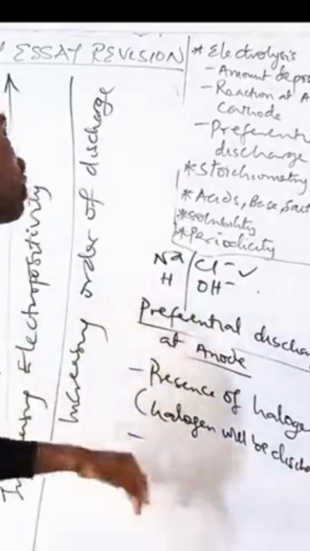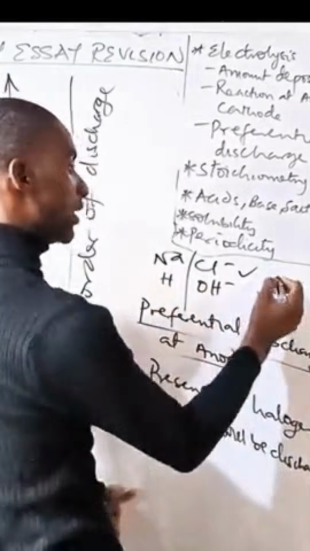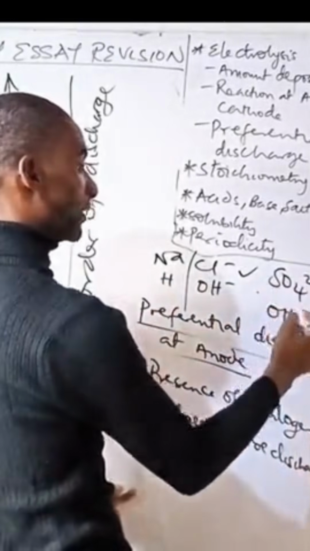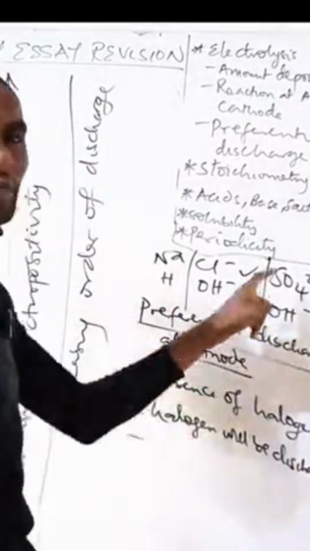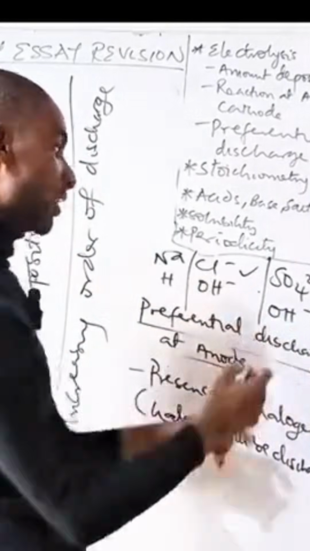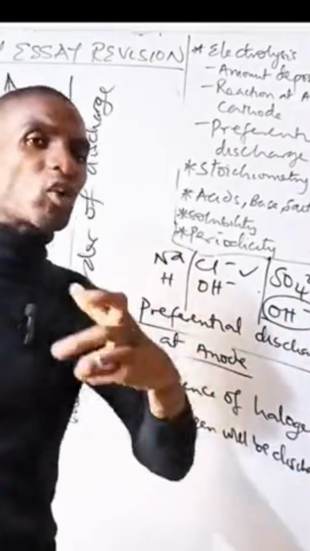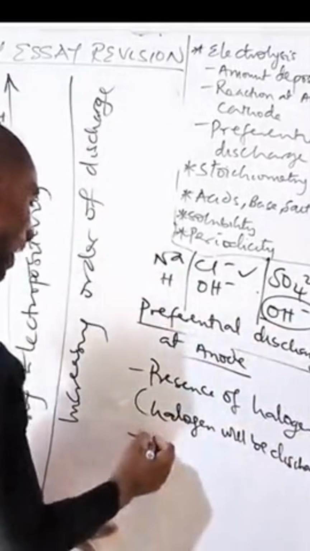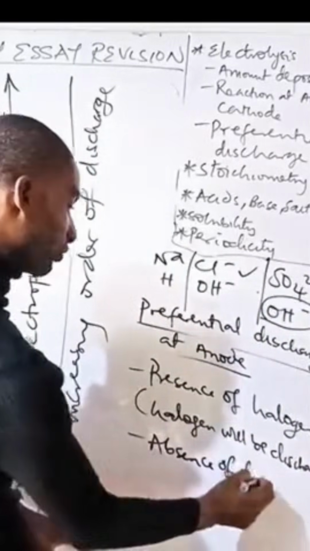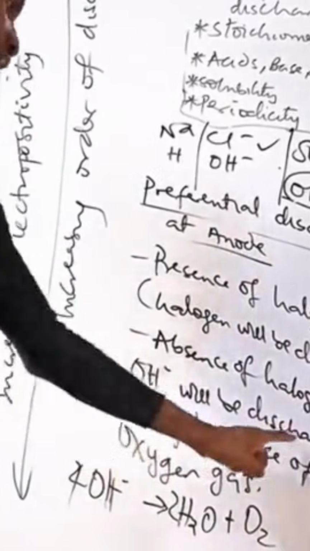But in the absence of halogen, for example, if you are dealing with SO4 2 minus in water, there is no halogen in these two options. So who will be discharged? The rule says if there is no halogen, then it is your OH minus that must be discharged. And that OH minus will lead to the release of oxygen gas.